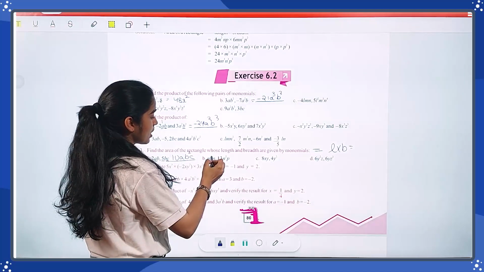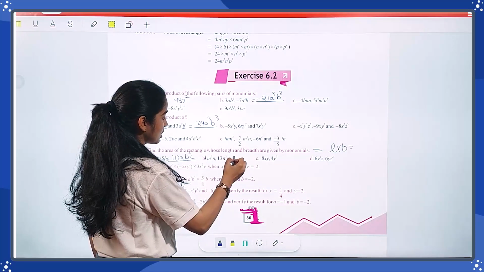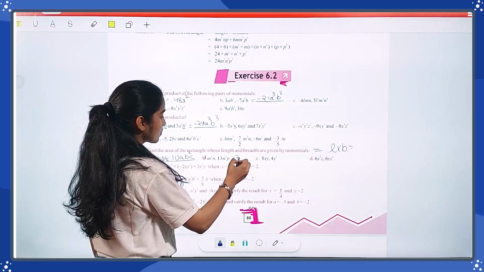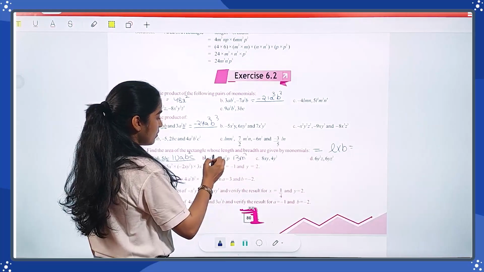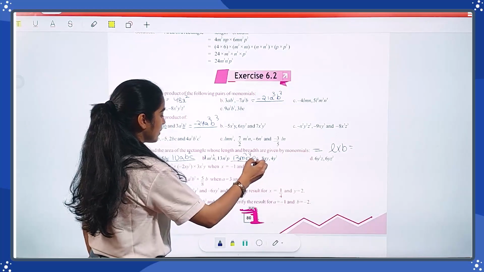Now m square n multiplied by 13 n square p. So there is 1 over there, so 13 only is here. Now m square, n 1, n 2, so n cube, and then p. So this is your final answer.